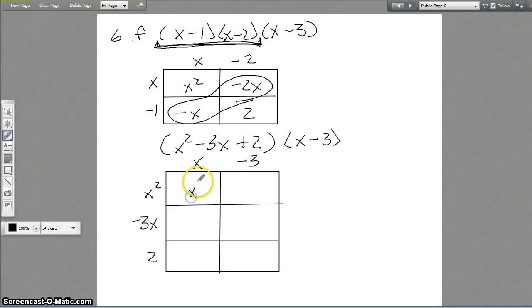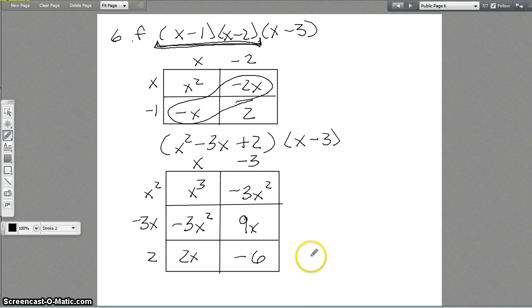This first one is going to be x cubed because x squared times x is x cubed. The top right box is going to be x squared times negative 3, that is negative 3x squared. This middle box on the left is going to be negative 3x times x, that is negative 3x squared. The middle box on the right is going to be negative 3x times negative 3, which is a positive 9x because negative times negative is positive. Bottom left box, 2 times x is 2x. Bottom right box, 2 times negative 3 is a negative 6.